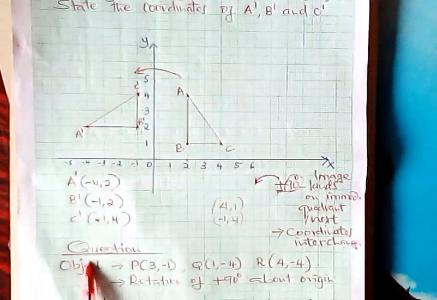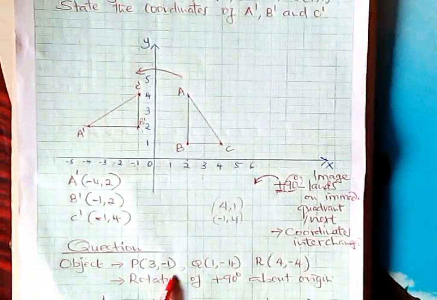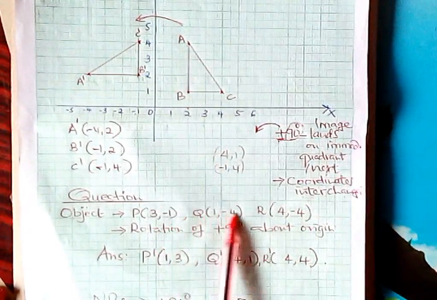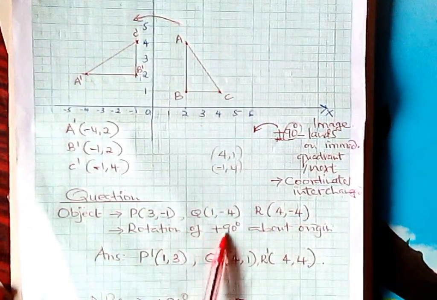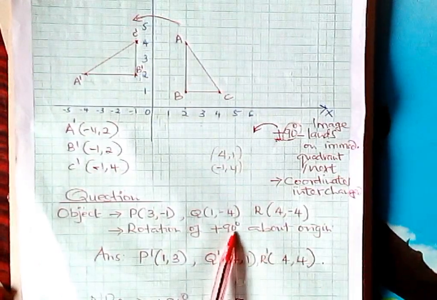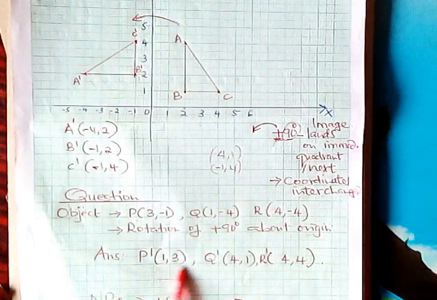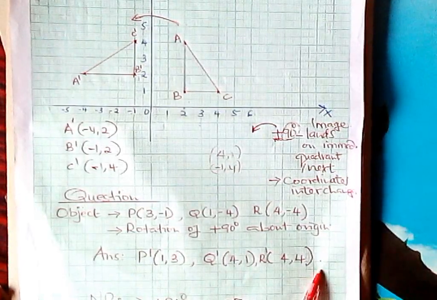Otherwise, go and practice on that. There is a question here that I've given you. Do it. You check whether you get it correct. So you have this object here. You rotate it. You give it a positive 90 degrees rotation about the origin. And these should be the answers, learner.